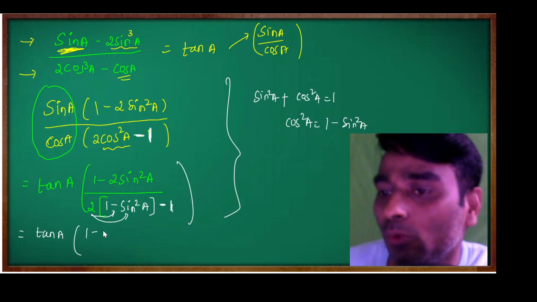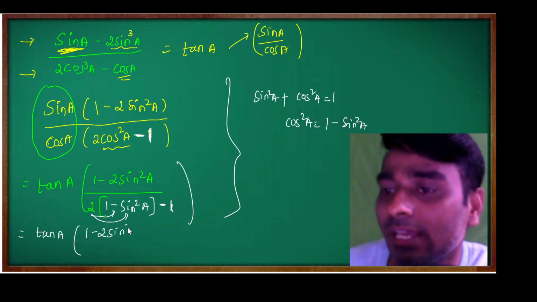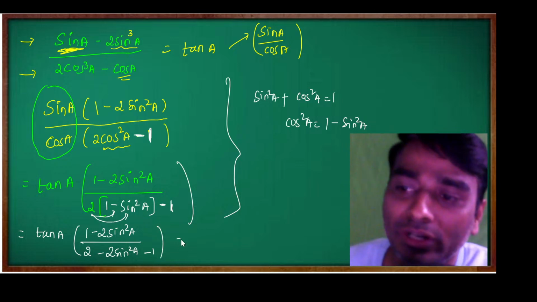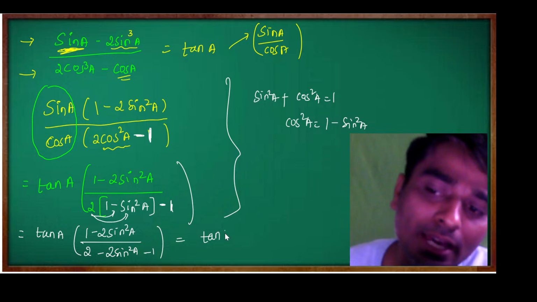Then this part I won't change. 1 minus 2 sin square A, I will keep this. Then I will just multiply here. 2 into 1 is 2 minus 2 sin square A. Then here I have minus 1. Look, it is finished. Finally we got the answer.